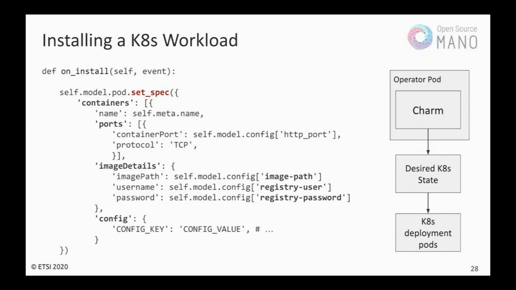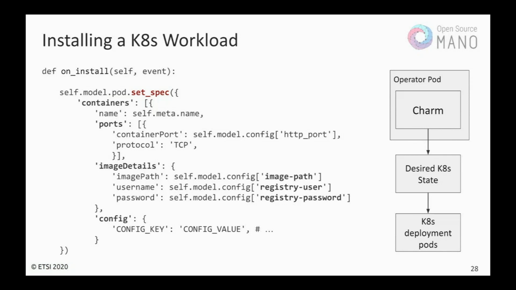Kubernetes doesn't let you mess with the workloads. It only lets you tell Kubernetes roughly how you want the system to look, and then Kubernetes will go and make that happen. So this install handler is essentially just saying, hey, Kubernetes, here is the spec I want. Here is the desired state that I want. I want these pods running. And that's what that set_spec method call in the framework does.